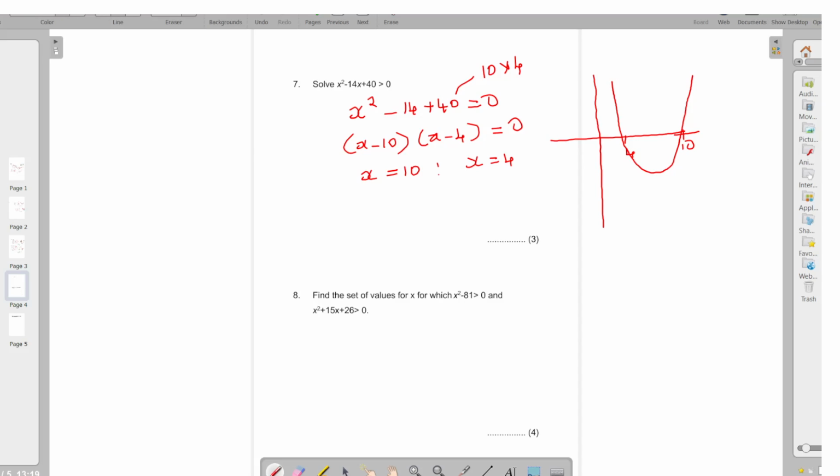So we're going to highlight the 10 and 4, but you know this is greater, so this is the part of the greater part, so this is where the greater is. So therefore x is less than 4, and also x is greater than 10.